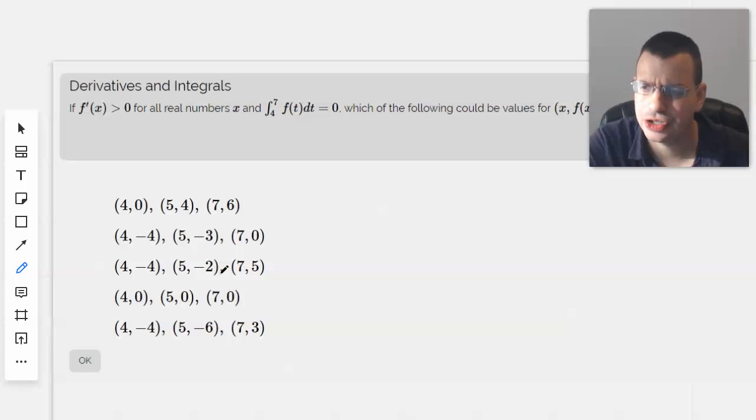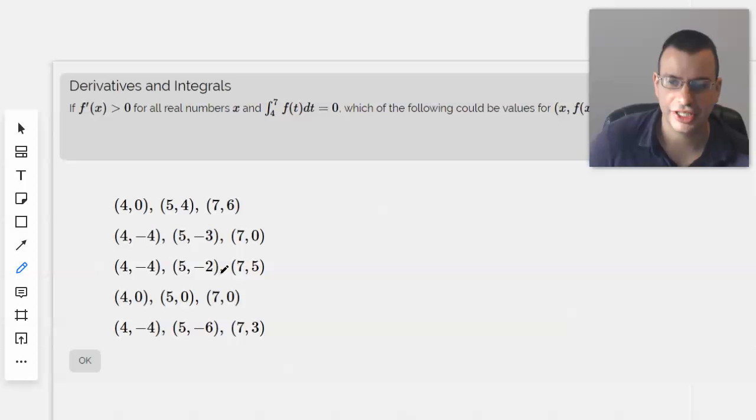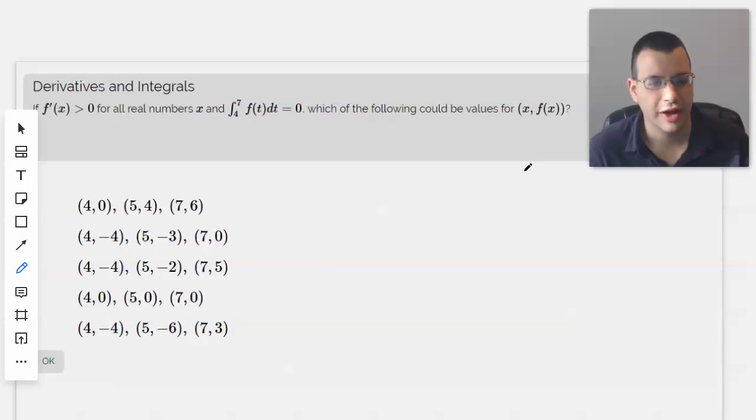If f prime of x is greater than 0 for all real numbers x, and the integral from 4 to 7 of f of t dt equals 0, which of the following could be values of x, f of x?